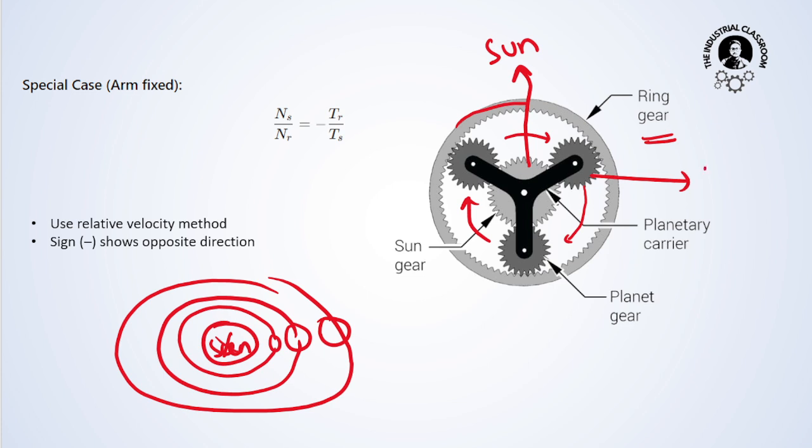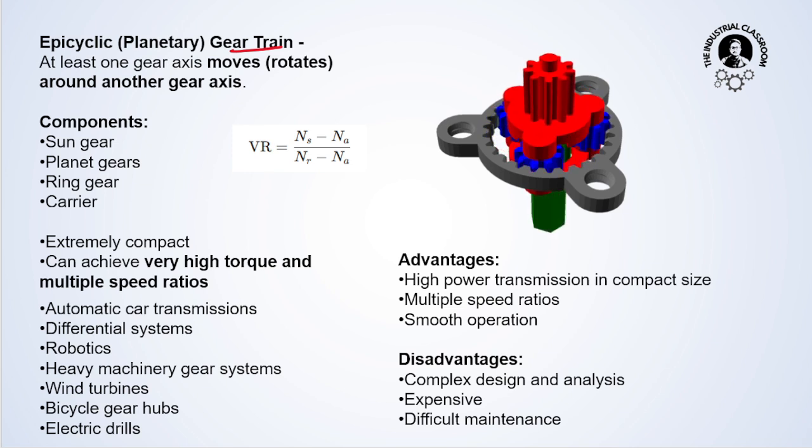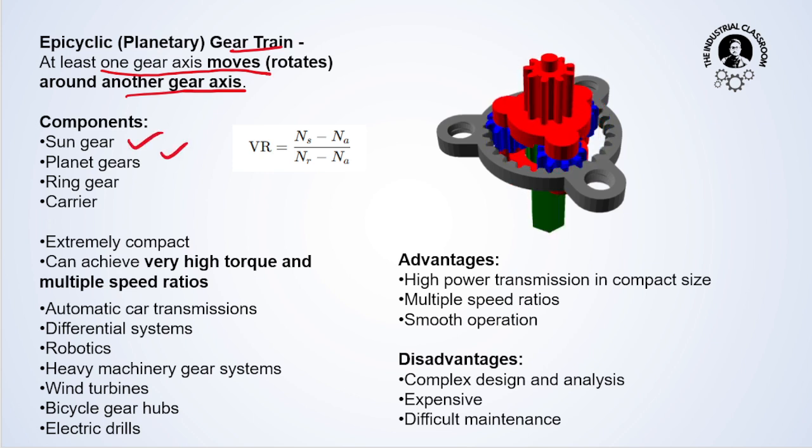So these all three are planets here, and the frame holding the planets is called the planetary carrier, or simply the carrier. Now outside the carrier there is a ring, where the planets also mesh with each other. This is the ring here. So let us come to the animated image. See, this is the animated image. Here at least one gear axis moves around another gear. What are the components? Sun gear, planet gear, ring gear, carrier.